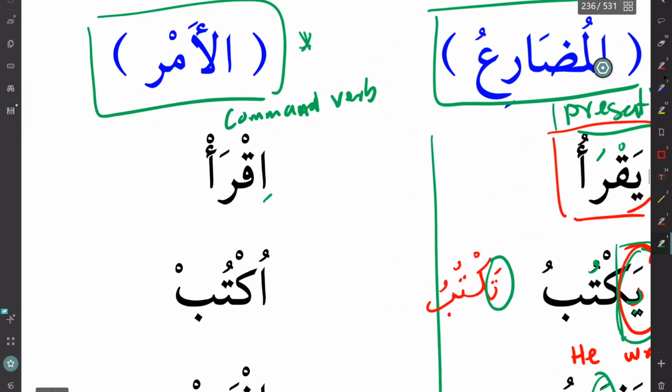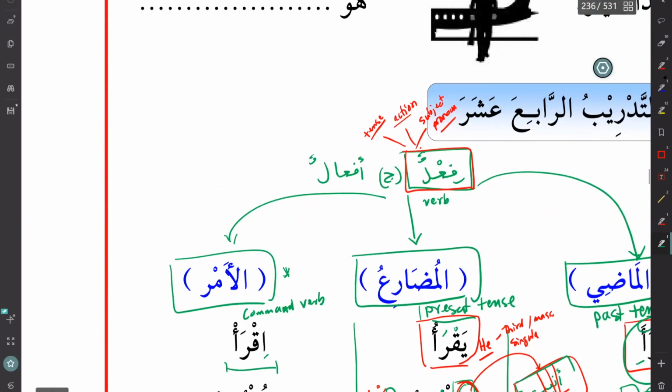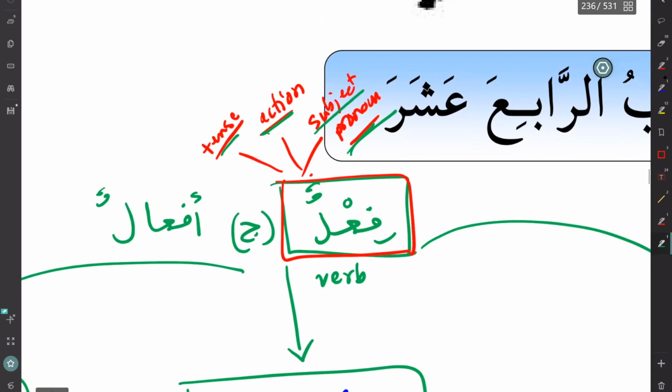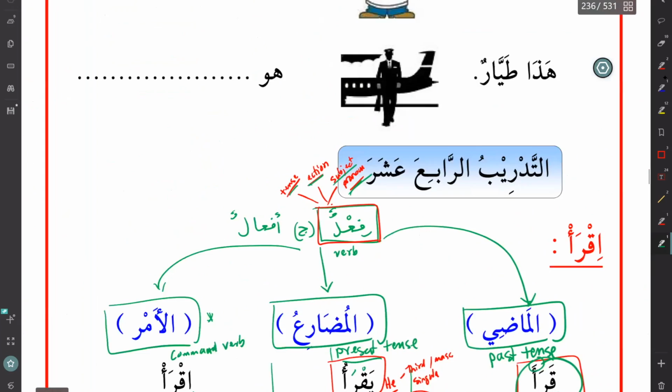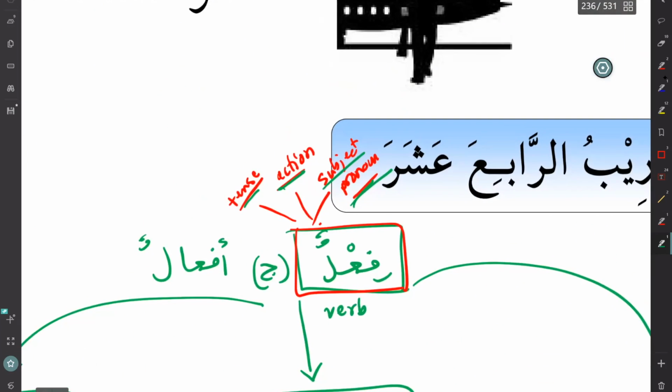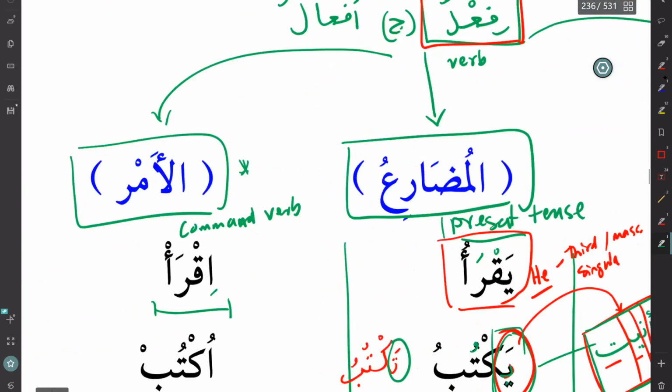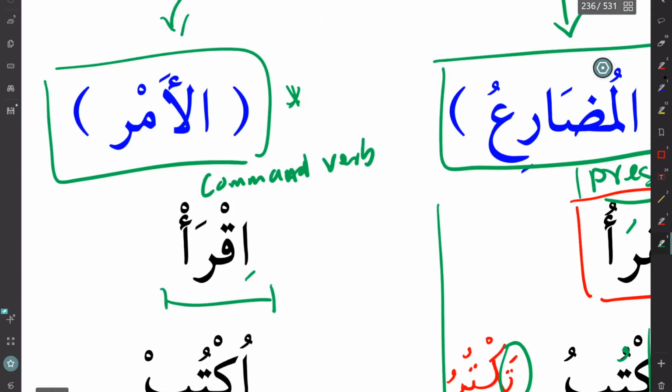Before I talk about the form of the command verb, we still have to find out one thing. Remember what we said? We said that every verb needs action, tense, and also the subject pronoun. Okay, all three types of verb will give you these three pieces of information. It will talk about the action, it will tell you the tense, and it will also tell you the subject pronoun. So here, of course, the action is the reading, right?